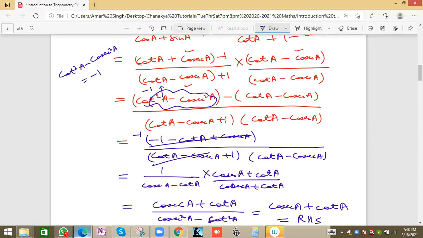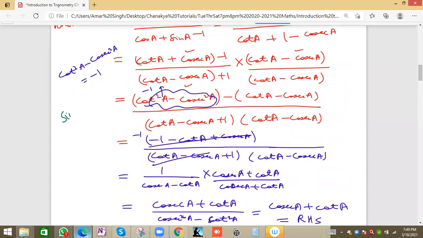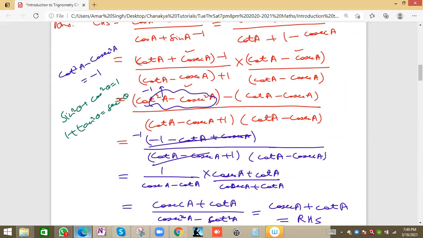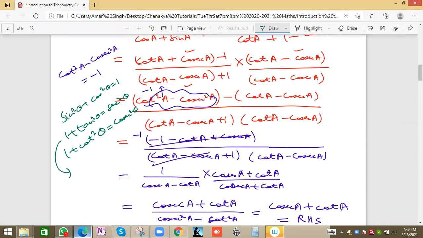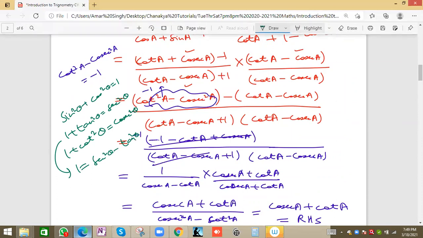Simple to remember this formula. Basically we have three identities only. Many formulas are there, but in our higher classes, 11th and 12th, we have only three formulas: sin square theta plus cos square theta equals 1; 1 plus tan square theta is sec square theta; and in place of tan, 1 plus cot square theta is equal to cosec square theta. If we use the second one, 1 will be equal to sec square theta minus tan square theta.